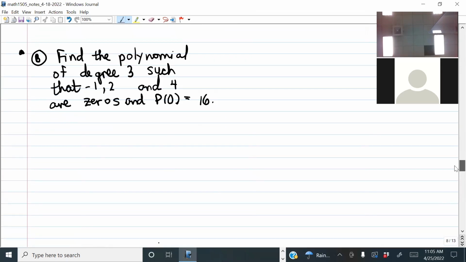So I want y'all to try this one. It's almost the same. Here we want a polynomial of degree 3, and we want its x-intercepts, its zeros, to be minus 1, 2, and 4. Right? So that's kind of obvious what that polynomial formula is going to look like, right? But the other condition is the one we have to be careful of. P of 0 is equal to 16, right? That's the y-intercept. P of 0 is the y-intercept. So we want a y-intercept of 16.